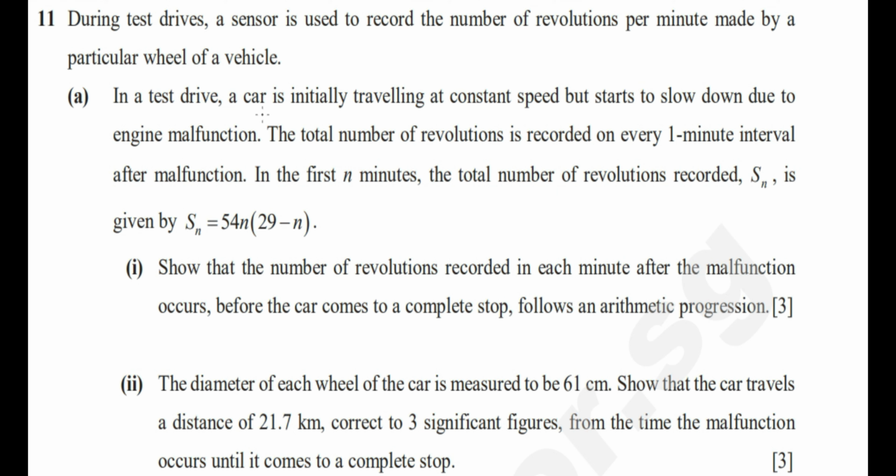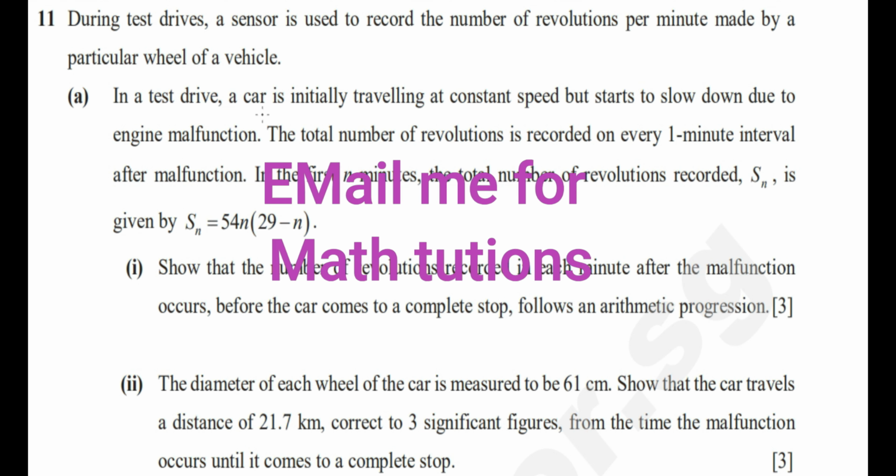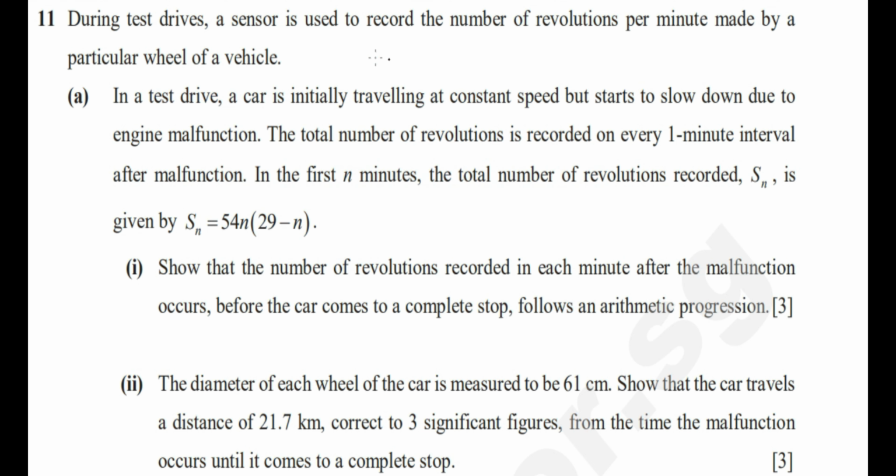So what it says is, during a test drive a sensor is used to record the number of revolutions per minute made by a particular wheel of a vehicle. So what will happen, in a test drive a car is initially traveling at a constant speed but starts to slow down due to engine malfunction. The total number of revolutions is recorded on every 1 minute interval after the malfunction.